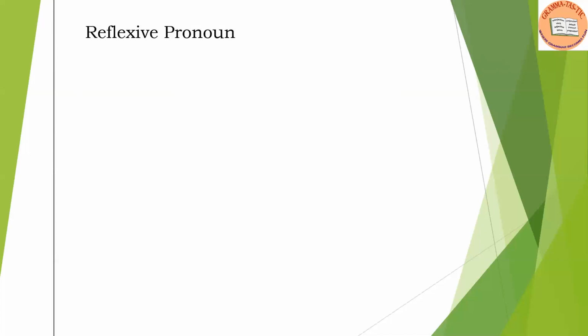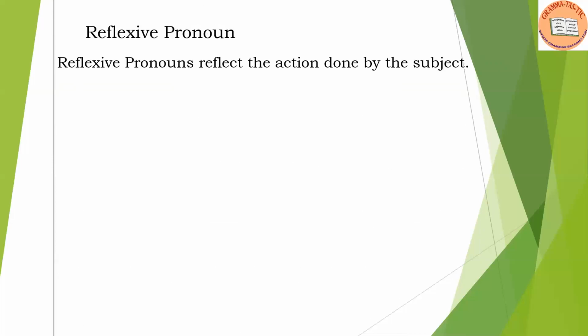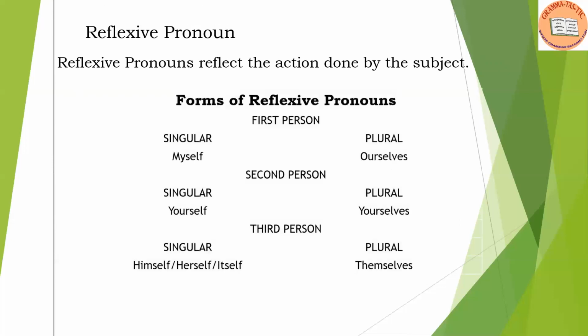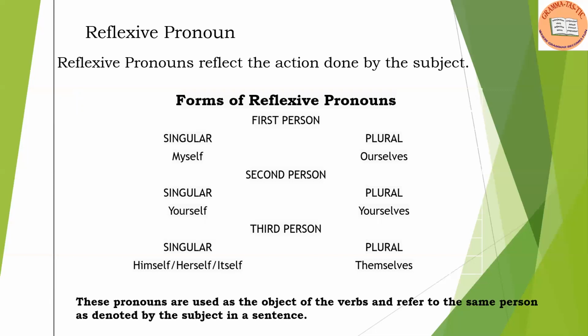Now the next pronoun is the reflexive pronoun. Reflexive pronouns reflect the action done by the subject. Forms of reflexive pronouns: in the first person, the word is myself in singular and ourselves in plural. In the second person, singular is yourself, plural is yourselves. In the third person, singular is himself, herself, or itself, and plural becomes themselves. These pronouns are used as the object of the verb and refer to the same person as denoted by the subject in a sentence.